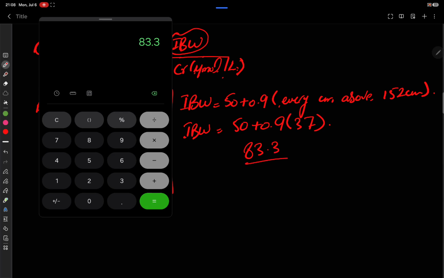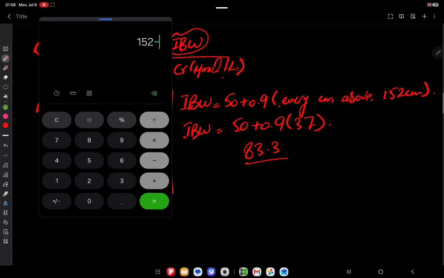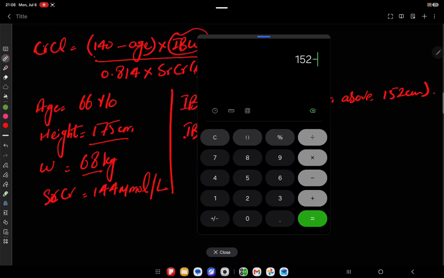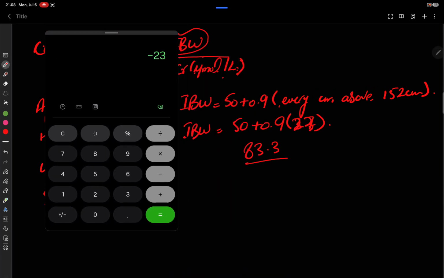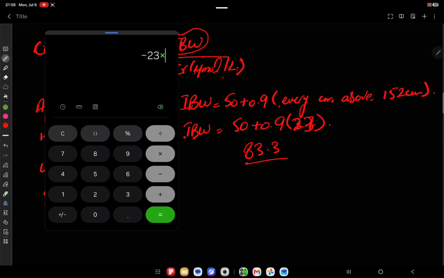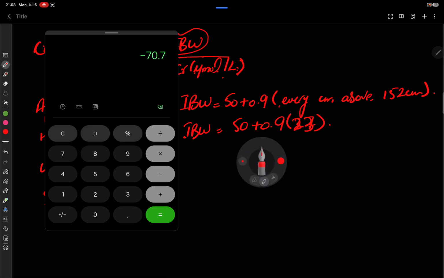I'll check my calculation again. 175 minus 152 is 23, not 37. So it's 23 into 0.9, that will be 20.7. Add it to 50, and it will be 70.7 kg.